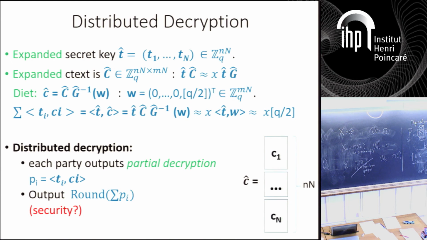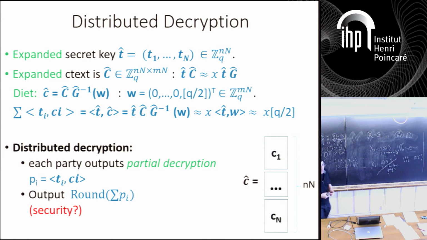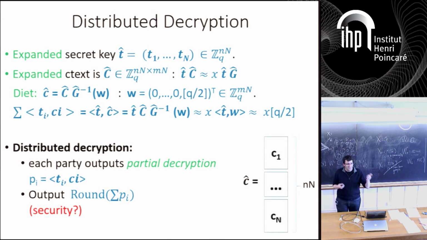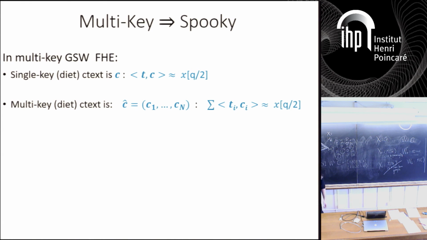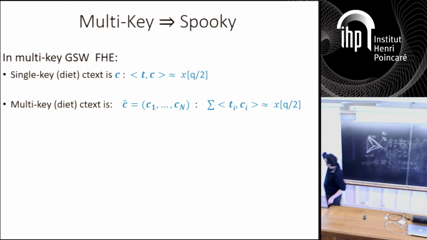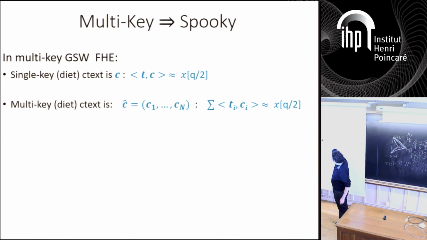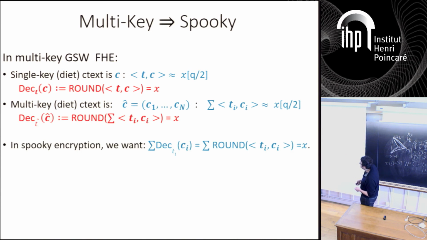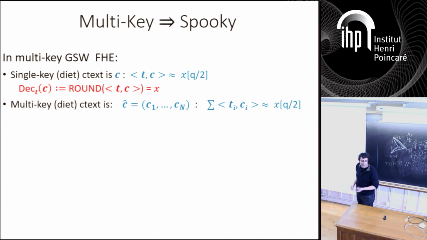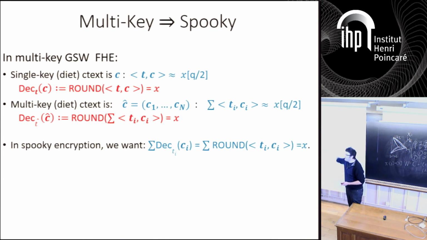Yeah, so actually that's exactly the point. This gives us a way to do distributed decryption. It looks like what we wanted to do with spooky FHE, but there's a difference, and it's exactly what you said. In multi-key GSW FHE, a single key ciphertext has this format, and a multi-key ciphertext has this format. It's just a bigger version of the single key one. Everything gets bigger. To decrypt the multi-key ciphertext, you sum up and then round.